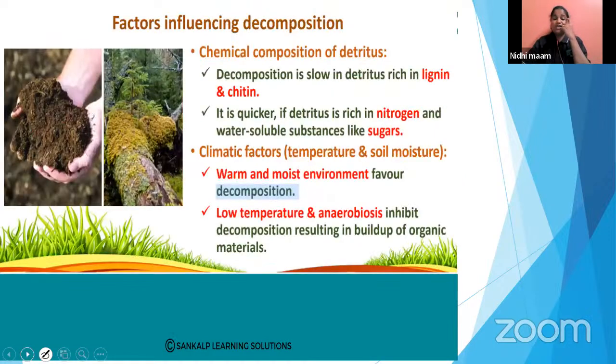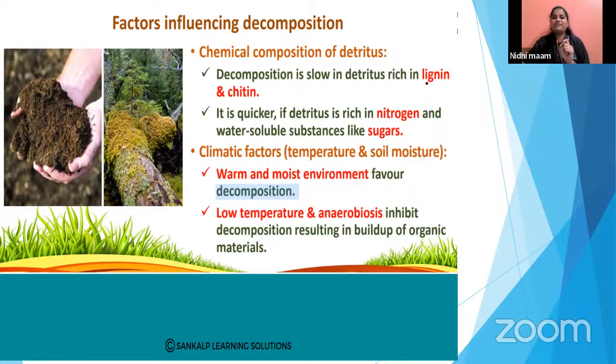Okay, so what are the factors influencing decomposition? For example, the chemical composition of the detritus. Decomposition is slow in detritus rich in lignin and chitin. Some of the plant parts are made up of lignin and chitin. The fungal wall is made up of chitin. So this decomposition is very slow.